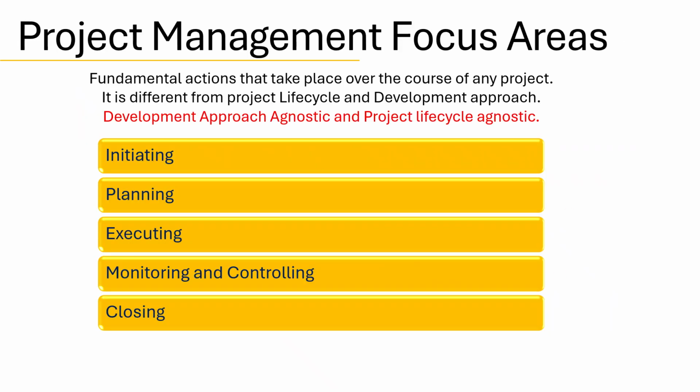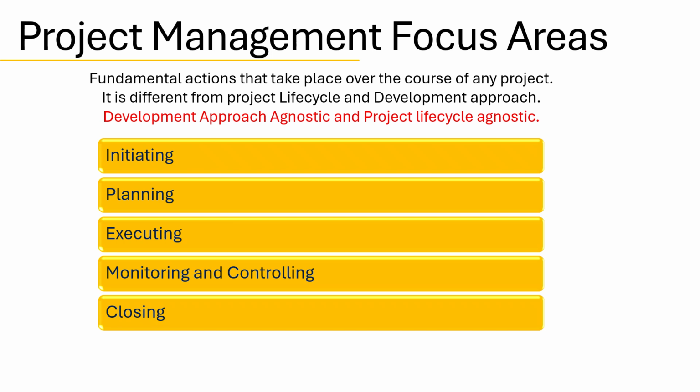Now, let us look at the project management focus areas, what was earlier referred to as process groups till the PMBOK 7th edition. These represent the fundamental actions that take place across any project, regardless of industry or delivery method. It's important to note that process groups are not the same as project lifecycle or the development approach. While life cycles describe the sequence of phases and approaches define how the product is built, focus areas describe the management actions that guide the project from start to finish.